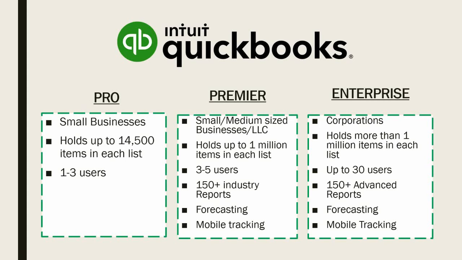Corporations can have anywhere from 100 to 1,000 employees. So that is exactly why Enterprise can hold more than 1 million items per list. Like I've mentioned before, every single QuickBooks application, whether it's Pro, Premier, or Enterprise, is going to be based on the company that you are and how many transactions you are going to be doing.